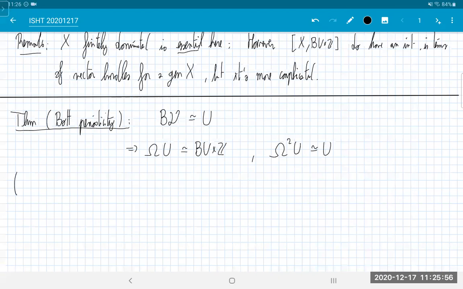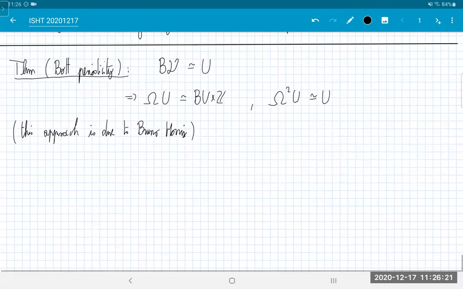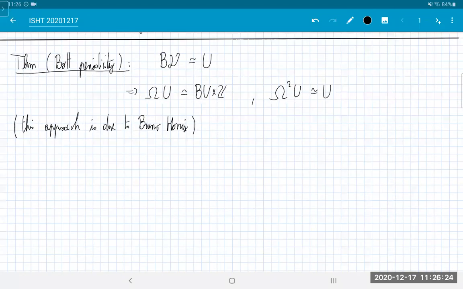And maybe I should say that this approach is due to Bruno Harris. A delightful short paper shows how you can deduce Bott periodicity from the theory of infinity spaces, which is very cool. There are a lot of proofs of periodicity. The original proof used Morse theory. There is a particularly nice one using Clifford algebras. There are at least 10 essentially different from each other.